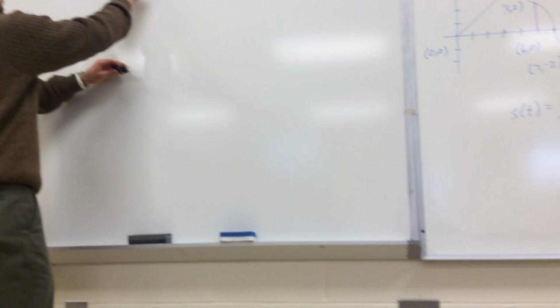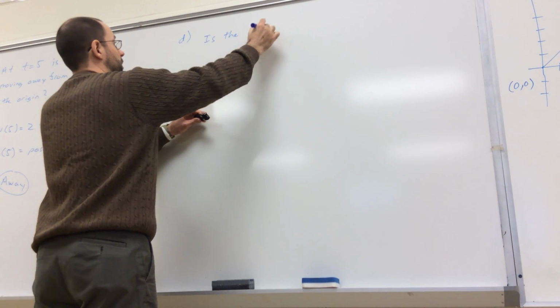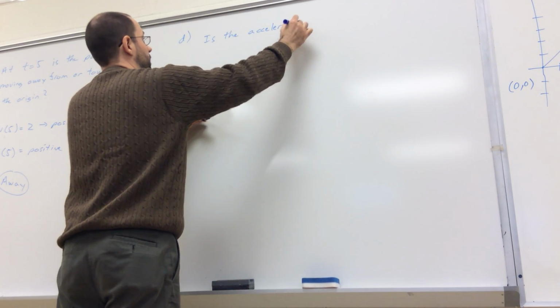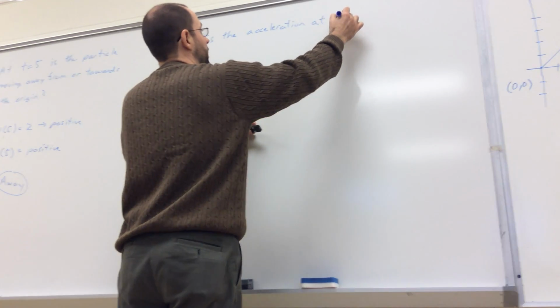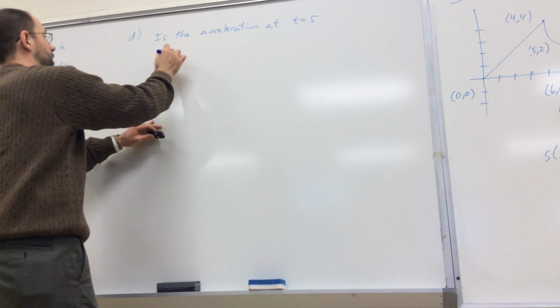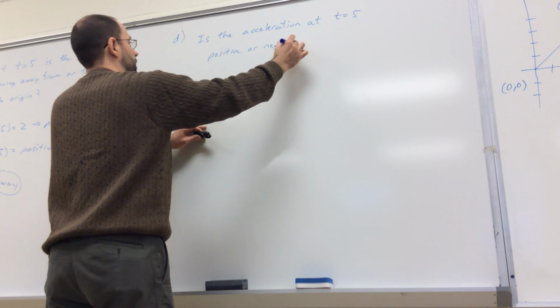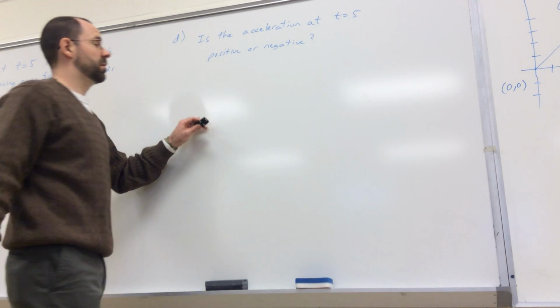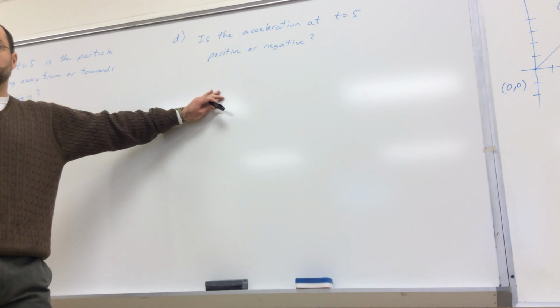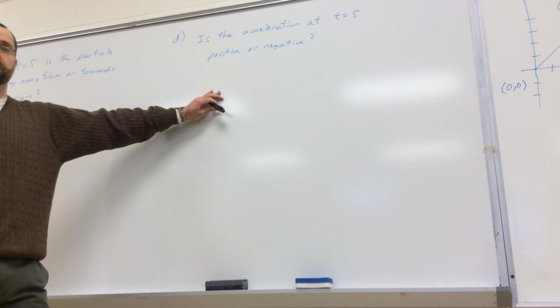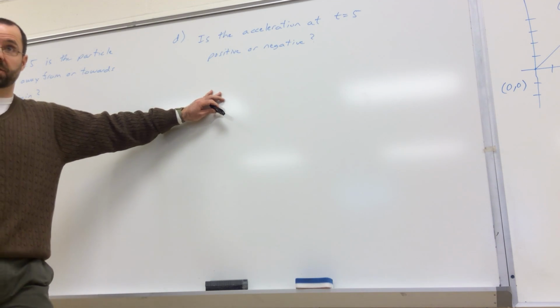Is the acceleration at t equals 5 positive or negative? So how do I find acceleration? Derivative of velocity, right?